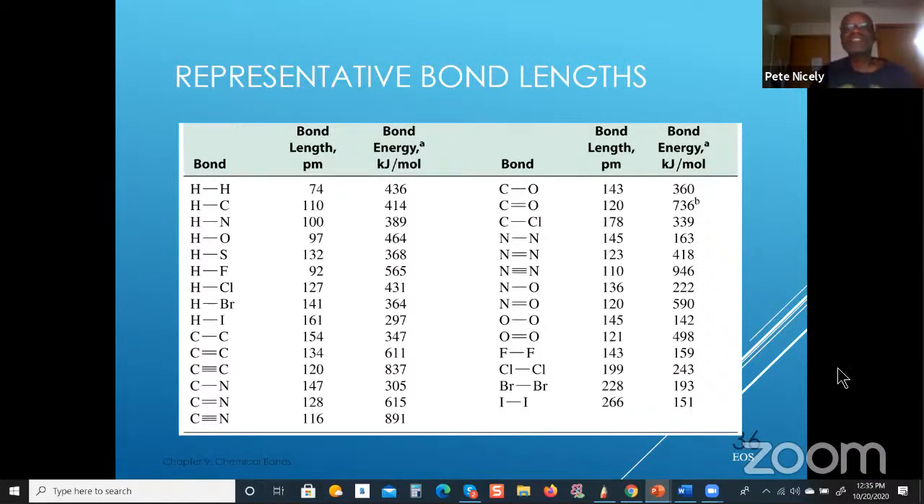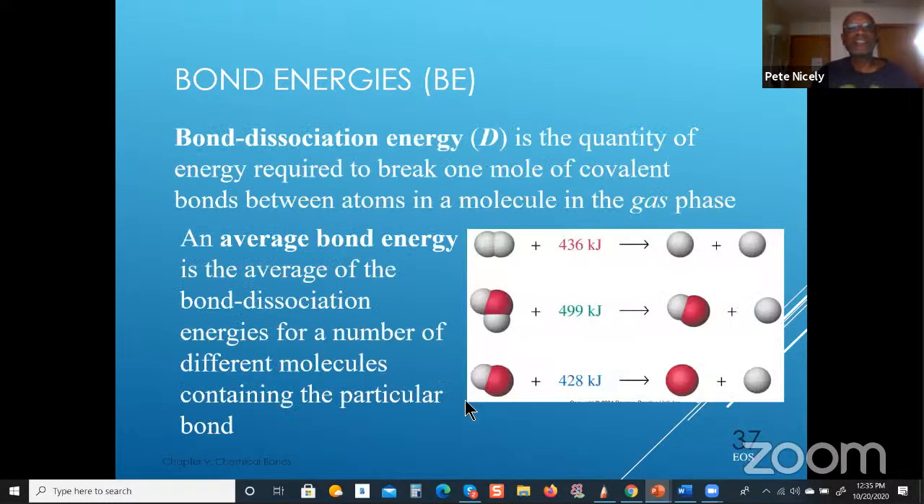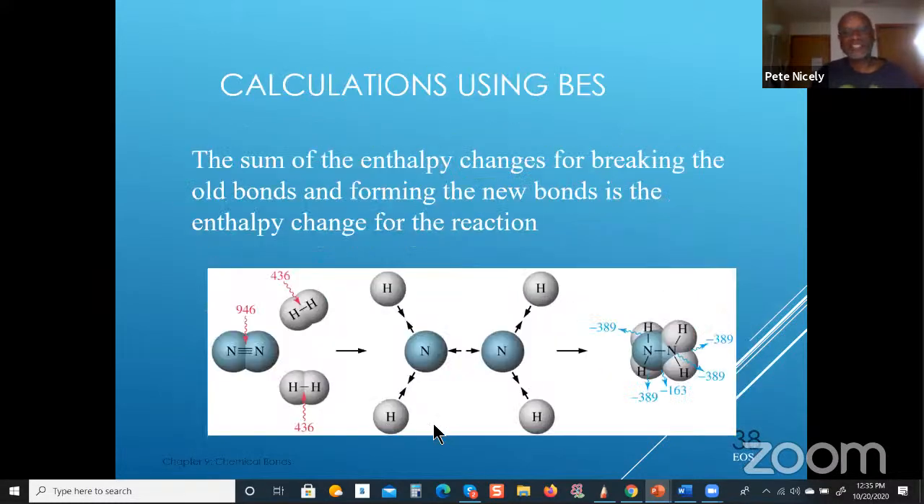Everything else being the same, you'll see that the triple bond is stronger compared to the double, which in turn is stronger compared to the single, all right? Okay, so with that said, and I already defined the concept of bond dissociation energies, based on the table I just showed you, we can actually calculate the enthalpy change of a reaction based on the bond dissociation energies of the molecules involved.